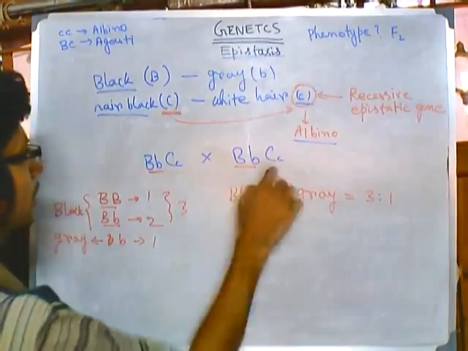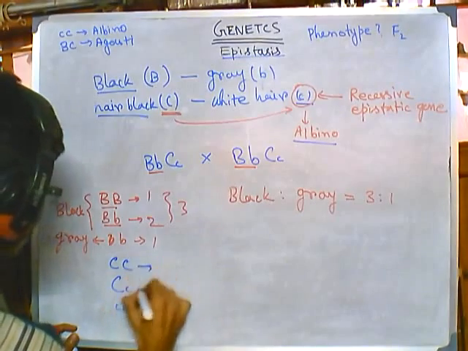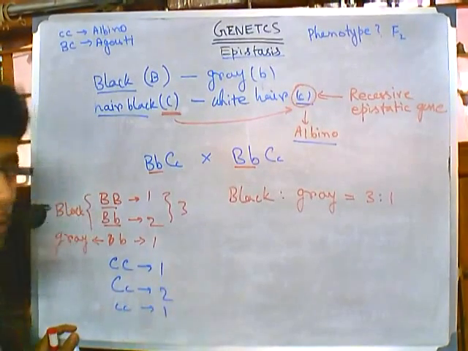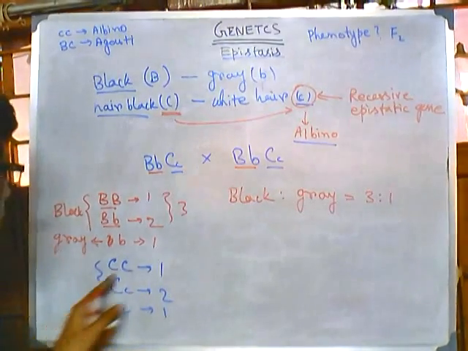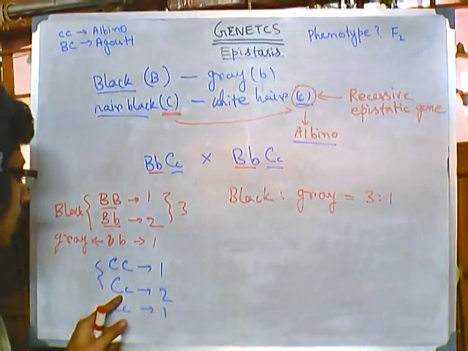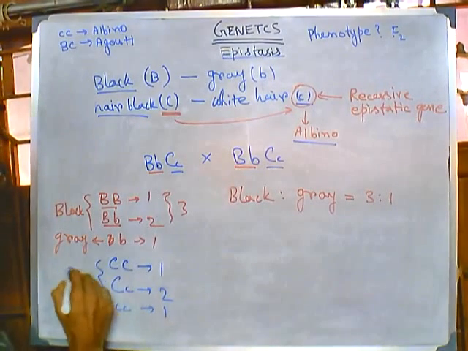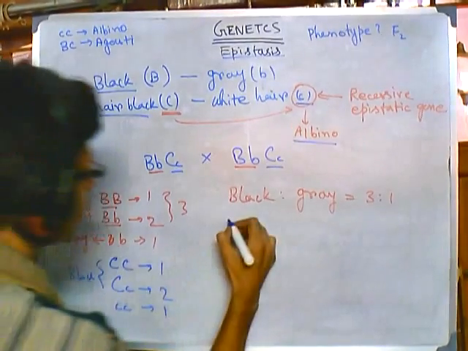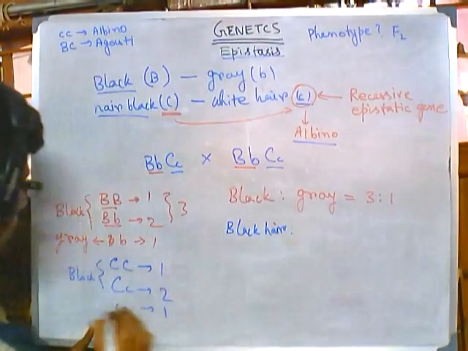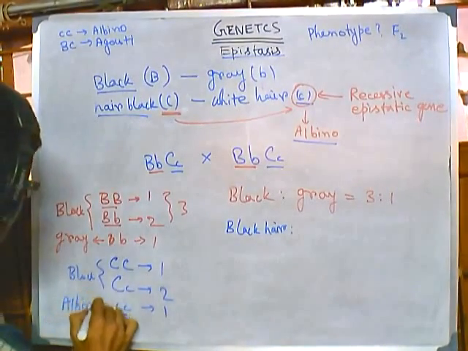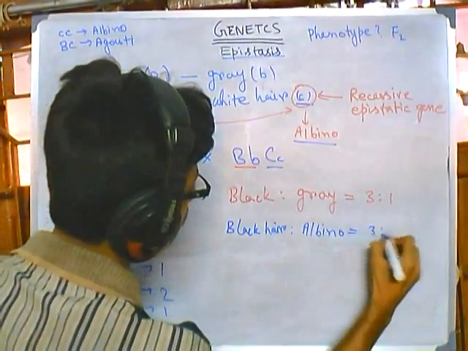Similarly, if we go for capital C and small c, so again capital C small c and small c. So again the ratio is 1 is to 2 is to 1, because in a monohybrid cross, both of them are heterozygous type. Then these two, capital C and capital C small c, what are they giving us? Capital C is giving us black, capital C small c is giving us also black. So it's black here. And small c is giving us albino, right? It is also giving us a 3:1 ratio.